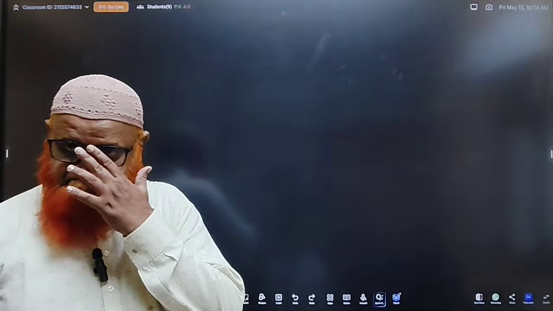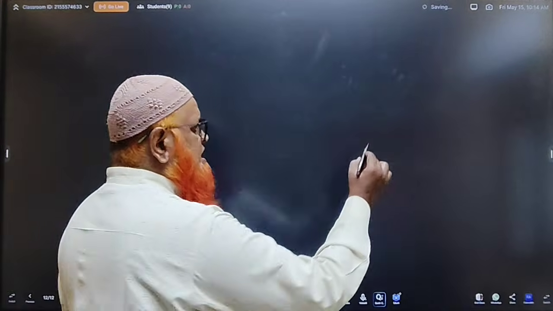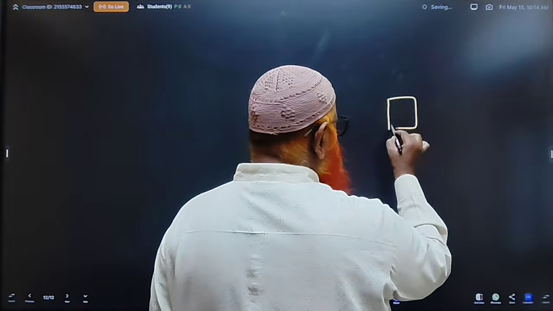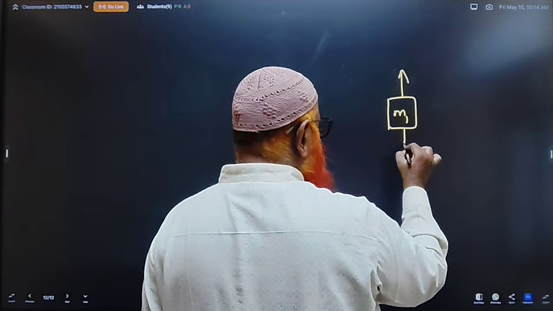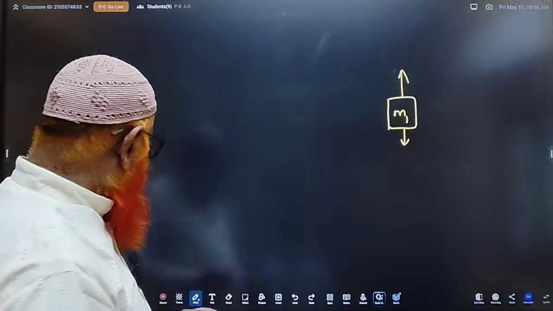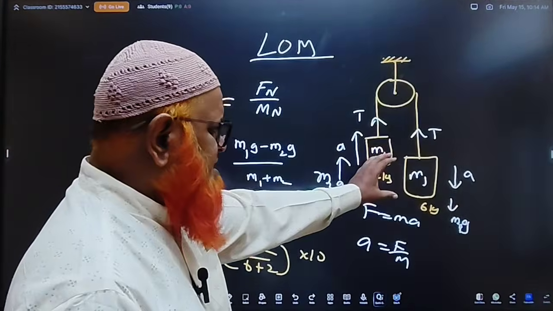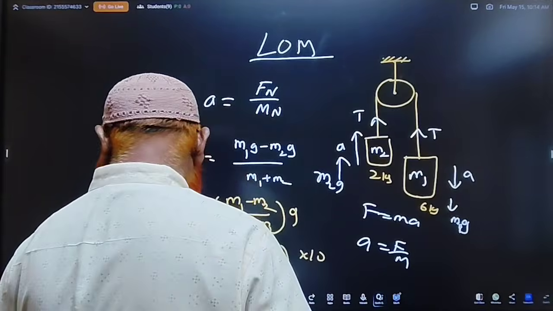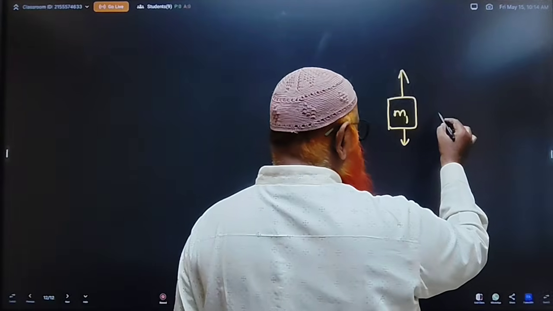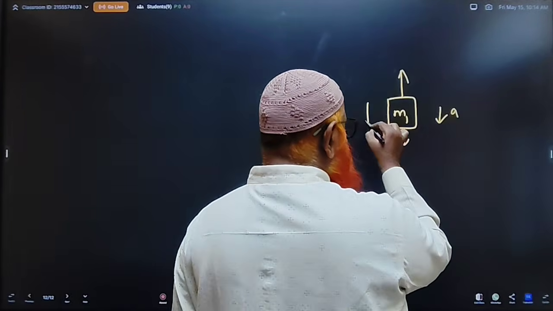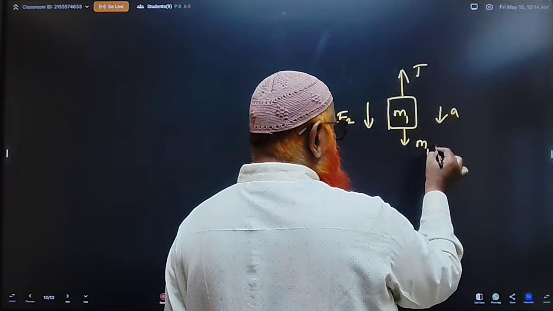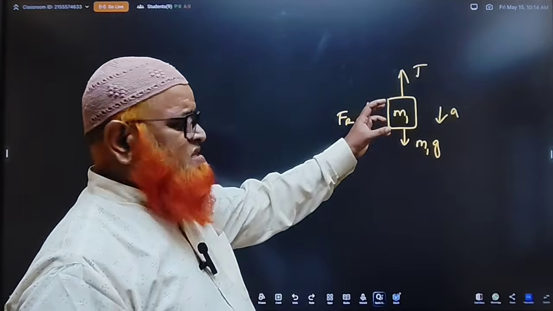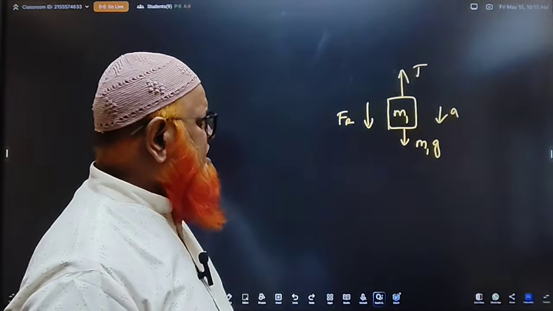Then what else am I going to discuss now? What is the tension? For tension also there is one trick here. Try to understand the basics behind that. This is M1. A free body diagram is just a simple technique. M1 is moving downwards with an acceleration. That means the resultant force is acting downwards. Tension is upwards, M1g is downwards. When two forces are acting on a body, it is still coming down.